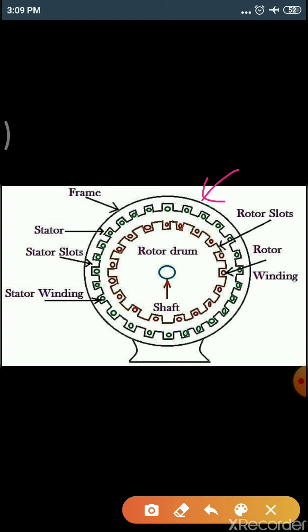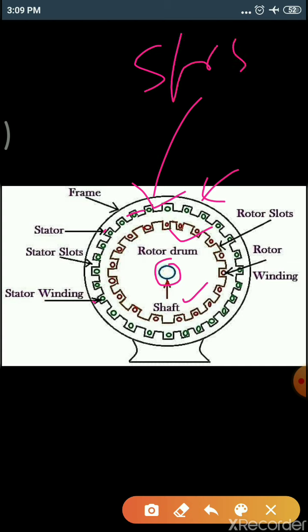The frame consists of the rotor part and the stator part, and inside is the rotor part, and this is the rotor drum. It is called a shaft. Observe here, this is the stator. In the stator we have stator slots. In those slots you can put your conductors. You can do the winding as well, right?